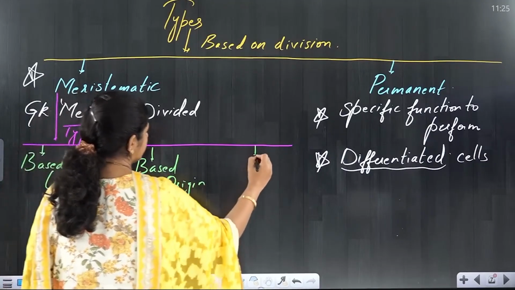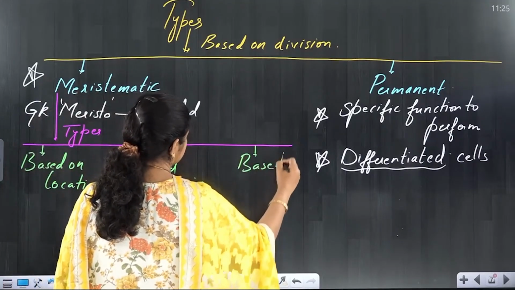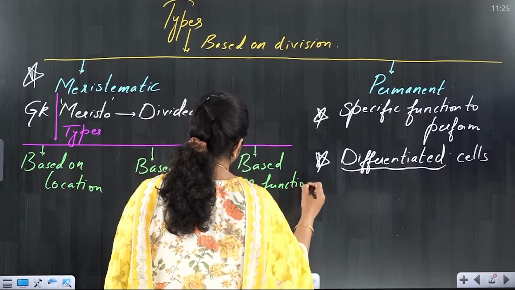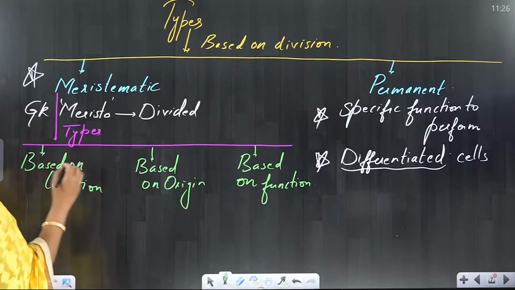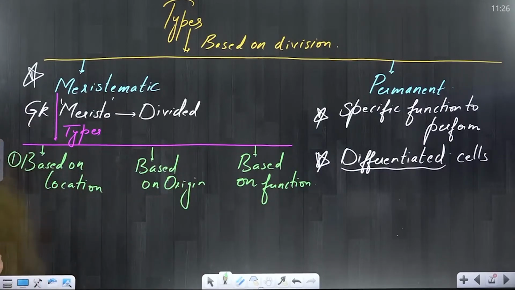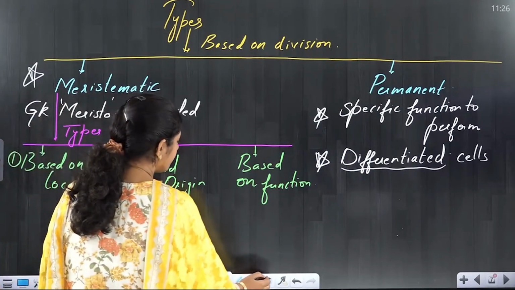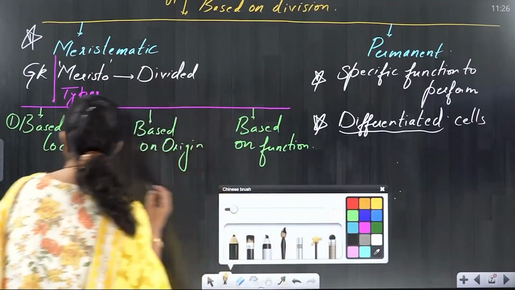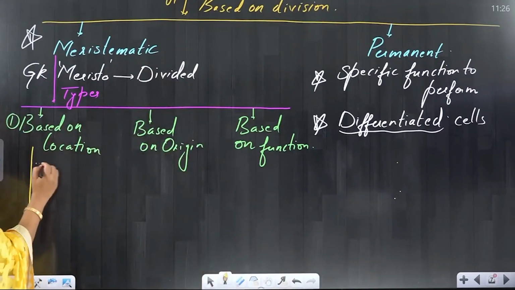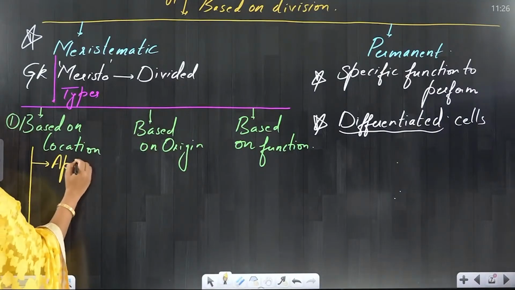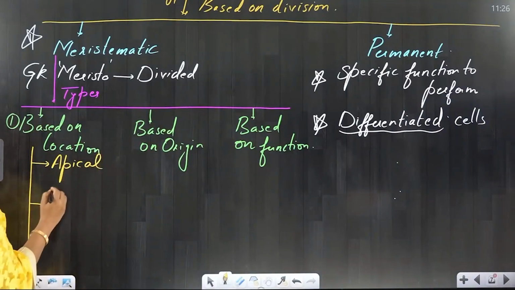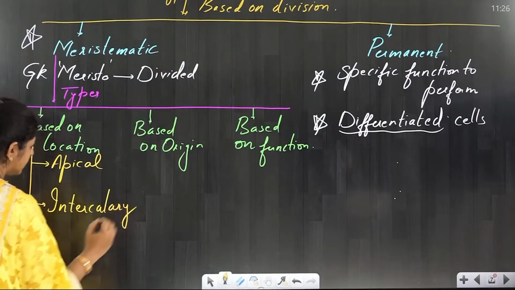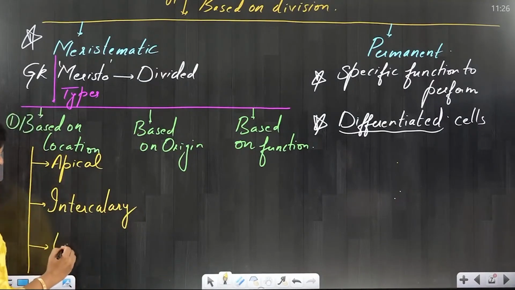Even it is based on function, right? Let's talk about first of all based on the location. Which subtypes do we have with this? The subtypes based on location will include apical meristem. It can have the intercalary meristem. Then it also has the lateral meristem.